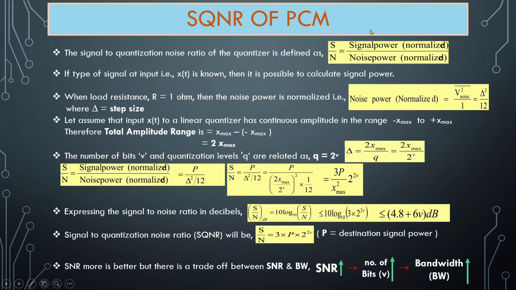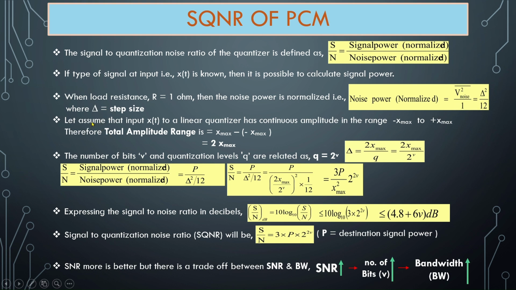Now SQNR of PCM, signal to quantization noise ratio. The signal to quantization noise ratio of the quantizer is defined as S by N equal to normalized signal power by normalized noise power. If the type of signal at input, that is x(t), is known, then it is possible to calculate signal power. When load resistance R is equal to 1 ohm, then the noise power is normalized, that is, normalized noise power is equal to mean square V noise by 1, which is equal to del square by 12, where del is the step size.